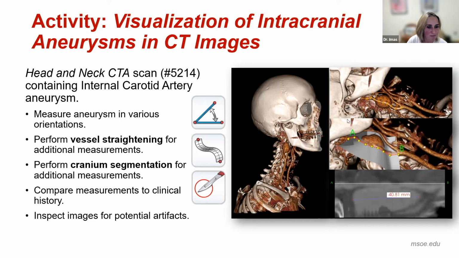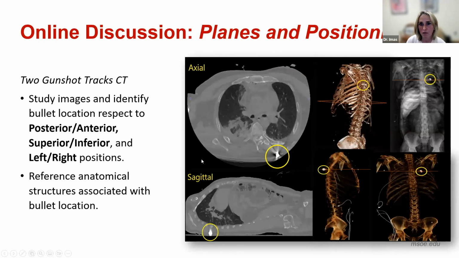So I have the students do that and then take measurements of the aneurysm and surrounding vessels before and after segmentation, and then see if they can get a more accurate measurement and see how those measurements compare to what's recorded in the clinical history. So this is an example of an online discussion.